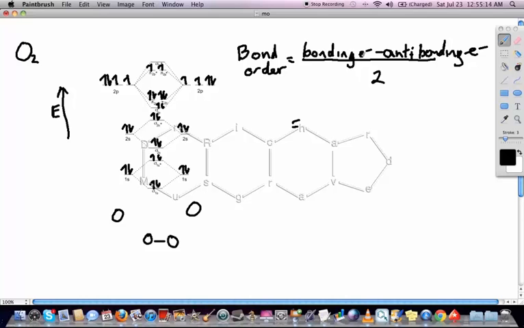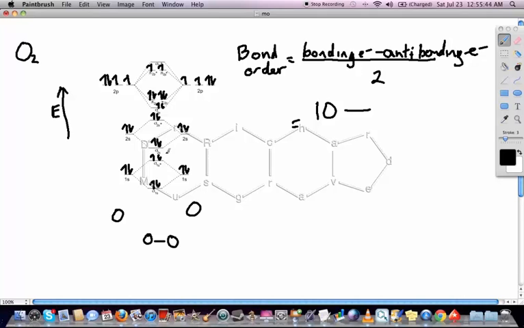We have to calculate how many bonding electrons there are. The way we do that is any orbital that doesn't have a star on it is considered to be a bonding orbital. Anything that has a star on it is considered to be anti-bonding. So these don't have stars. This one, there's 2 electrons there. There's 2 electrons there, that's a total of 4. We've got 2 electrons here, that's 6. 2 here, that's 8, and 2 here, that's 10. So we have a total of 10 electrons that are in bonding orbitals.